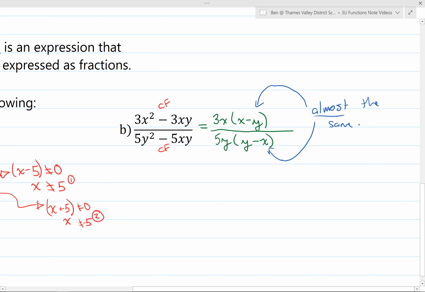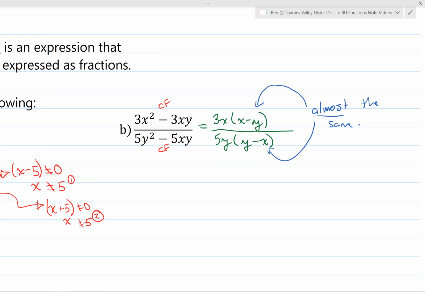Sometimes you'll see some factors that look almost the same, but they're different in a way that we can't work with. In this case, they happen to be different in a way that we are able to work with. We have here an x minus y in the numerator, a y minus x in the denominator. If I look really closely, it looks like they're the same, except the signs for both terms are switched around. So the top one has a positive x and negative y. The bottom one has a negative x, positive y.